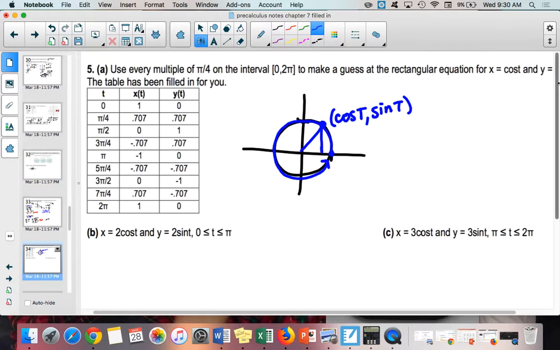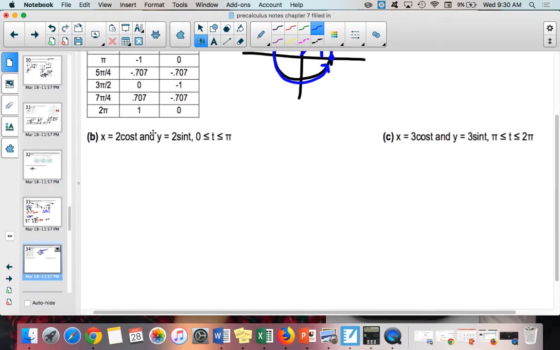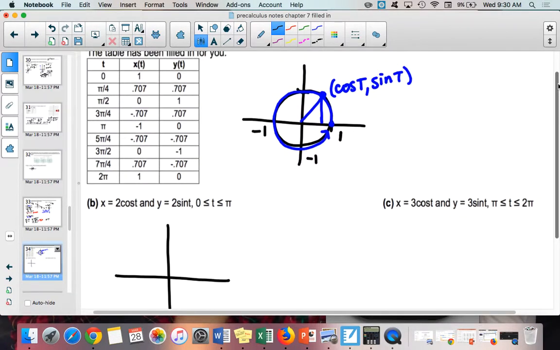So for part B, it says, what happens if we adjust it and have a bigger one, see how it's 2 cosine t and 2 sine of t? It goes around. What's the radius now? Is it still the unit circle? Does it still go out to 1 and negative 1? It's going to go out to 2 and negative 2, right? Because all those values that we had before are now doubled.